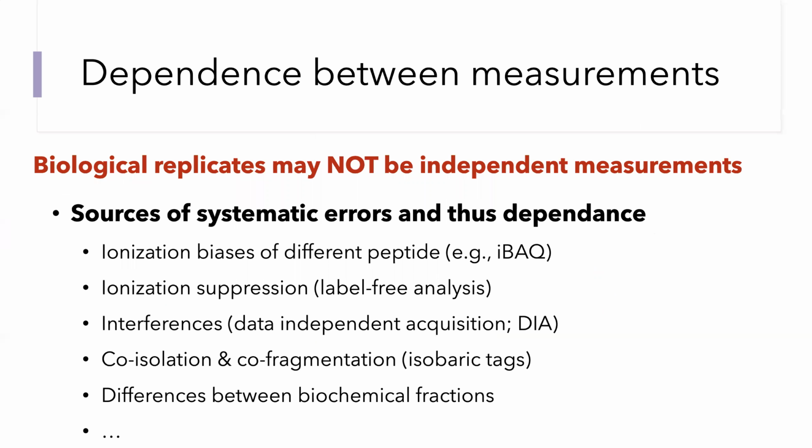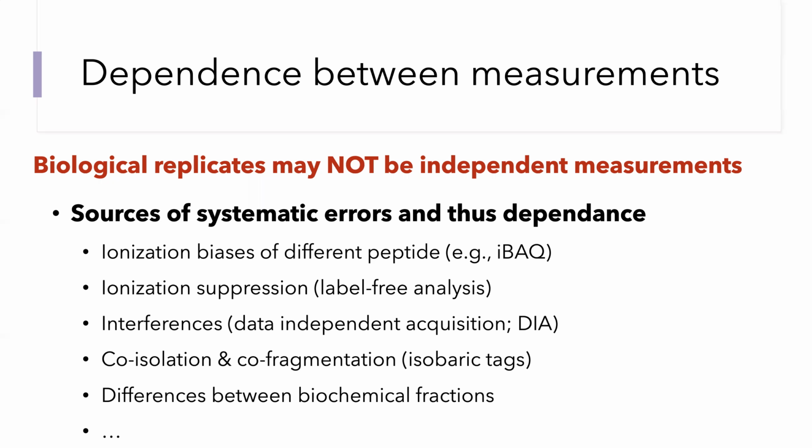The first foundational pillar in estimating differential protein abundance is to know the degree of dependence or independence in the data points that you use to estimate differential protein abundance. It is essential to realize that biological replicates do not necessarily provide independent data points. There are many sources of dependence due to systematic artifacts that can occur again and again in different measurements.